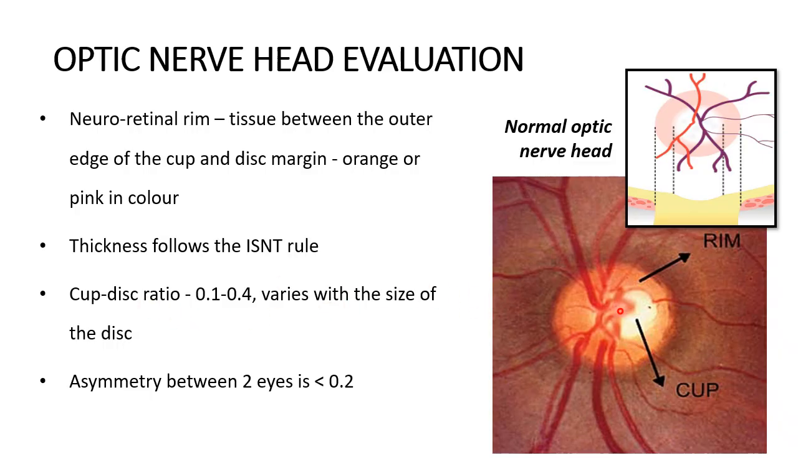The normal optic cup to optic disc ratio is 0.1 to 0.4, but it is variable with the size of the disc. A large disc would also have a proportionately large cup, so it is our job not to confuse it with a glaucomatous optic nerve head. Asymmetry between the two eyes is less than 0.2 in normal individuals. So the difference in the cup disc ratio between the two eyes should not be more than 0.2.